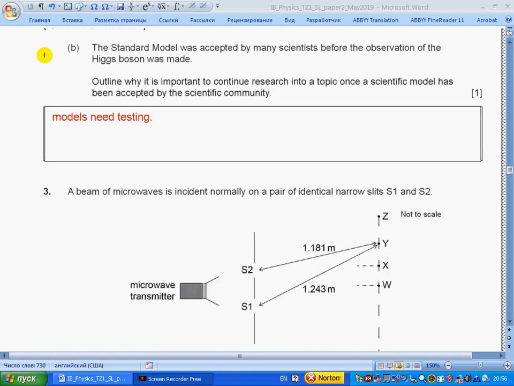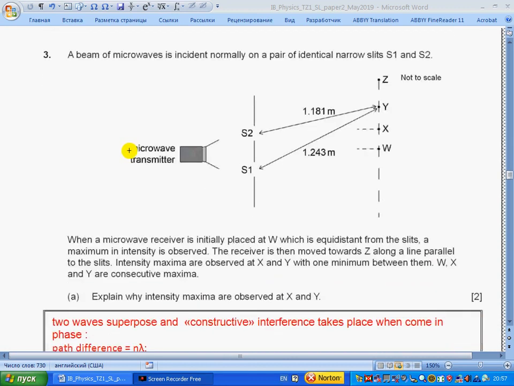B. The standard model was accepted by many scientists before the observation of the Higgs boson was made. Outline why it is important to continue research into a topic once a scientific model has been accepted by the scientific community. All models still need testing. Now we go to question 3.